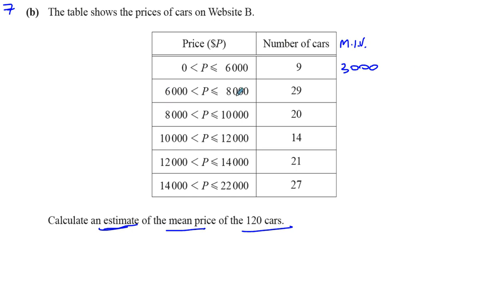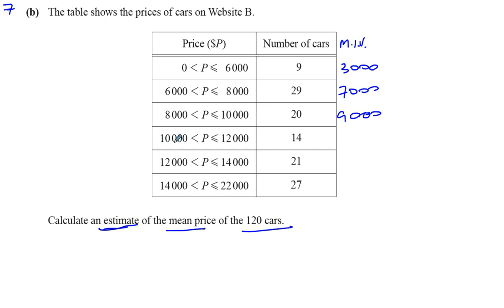Halfway between 6,000 and 8,000 is 7,000. Halfway between 8,000 and 10,000 is 9,000. If you're not sure, or if the numbers are a bit strange, all you do is add the limits together and divide by 2. It's like you're finding the average of those 2 numbers, okay?